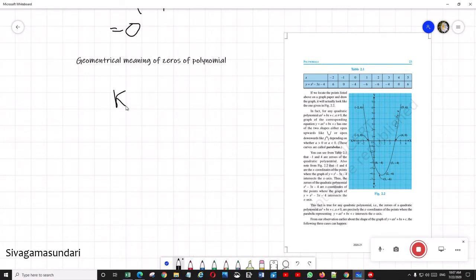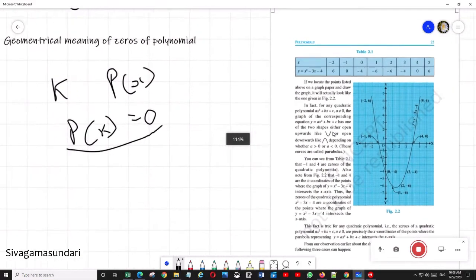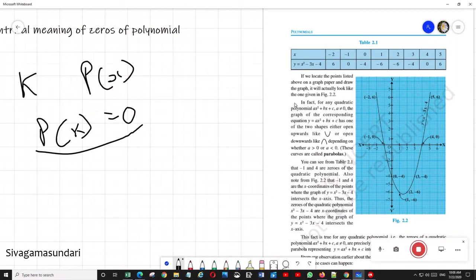Now let's see the geometrical meaning of zeros of the polynomial. Let us take this graph. The representation of a polynomial graphically, with zeros of the polynomial, is known as the graphical meaning of zeros of polynomial. So we know that any real number k can be the 0 of the polynomial if p of k is equal to 0.